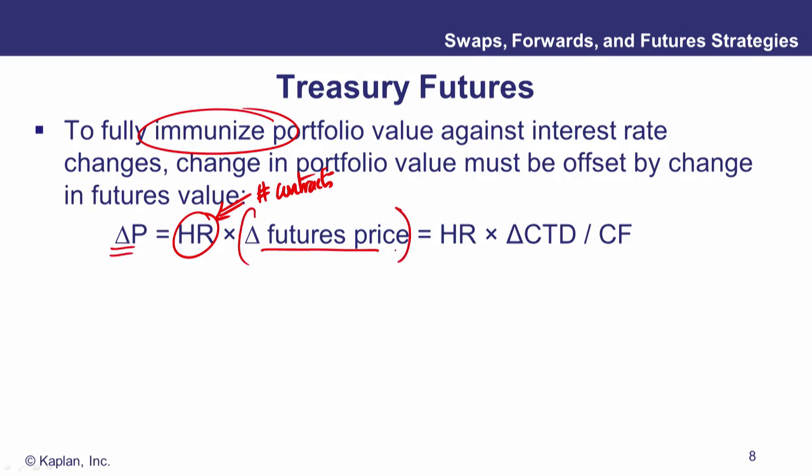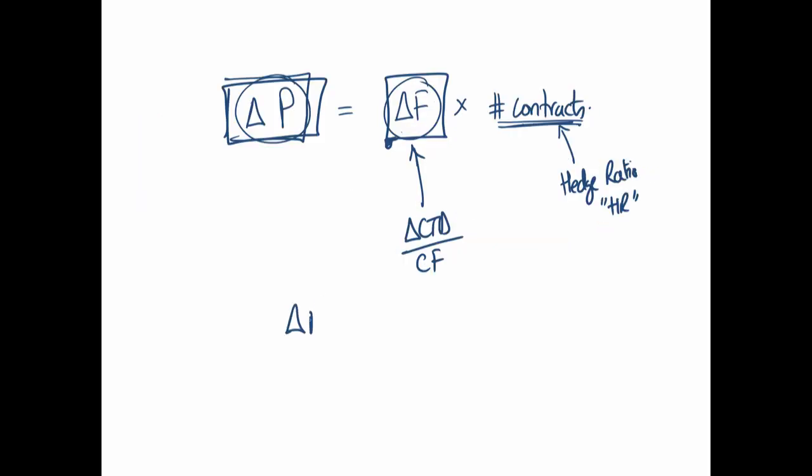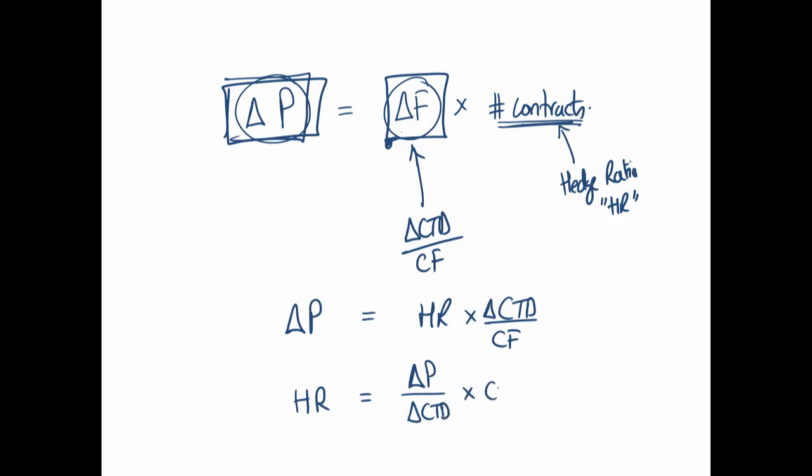We know from our aside that change in futures is essentially given by change in CTD divided by the conversion factor. If I rearrange this equation, let's just write this again. If you're looking for the hedge ratio, so change in the portfolio, we can write it as hedge ratio times change in CTD over conversion factor. If you're looking for the hedge ratio, then actually the hedge ratio comes out as change in your portfolio relative to change in the CTD multiplied by the conversion factor. And that's a very useful version of this formula.